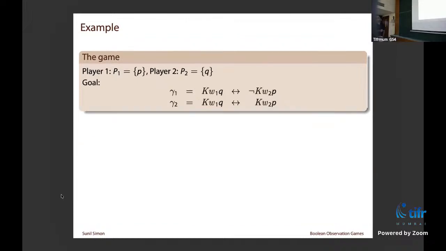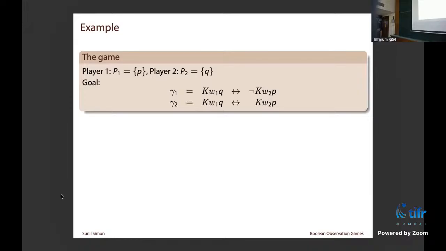Okay, so another simple example. In some sense, this is like the matching penny. Again, you have two players, two propositions which are controlled by each player, and the goal formulas are something like this. For player 1, it's saying that if the other player reveals Q, then I don't want to reveal P. And if the other player does not reveal Q, then I want to reveal Q.